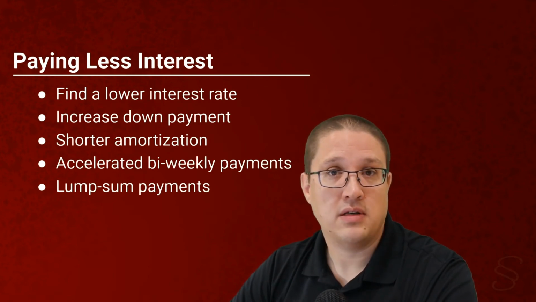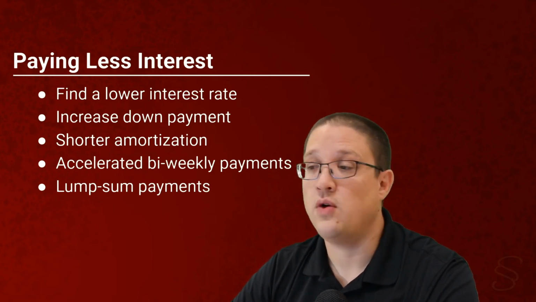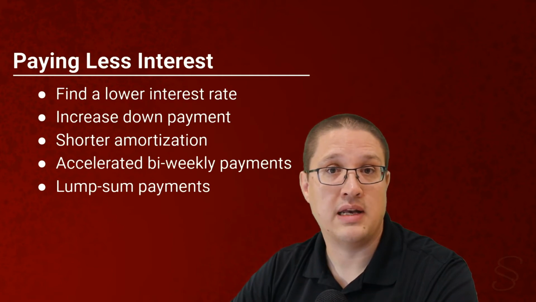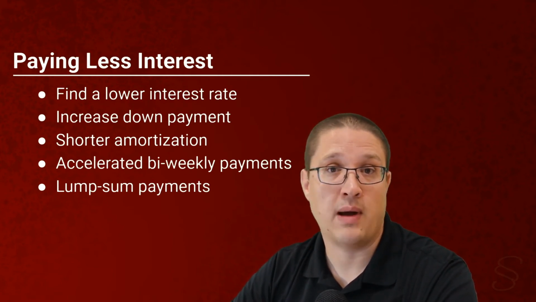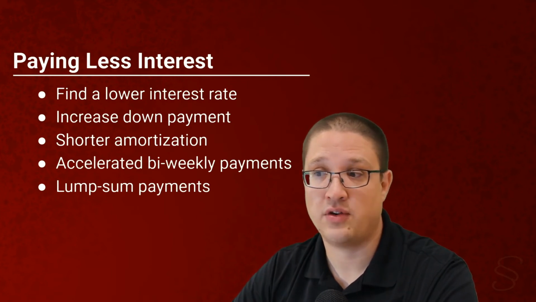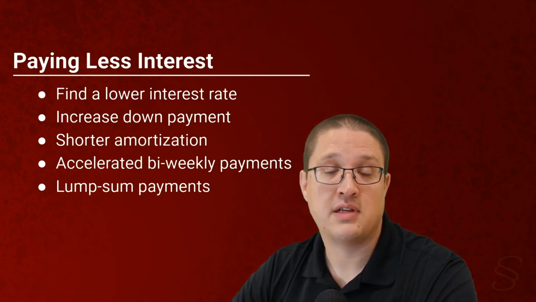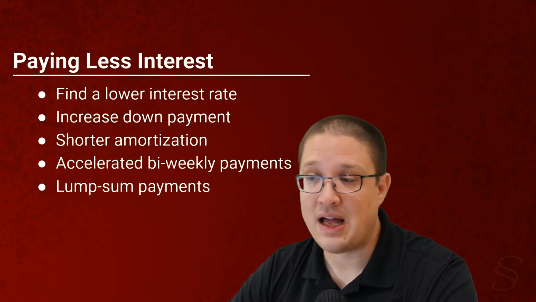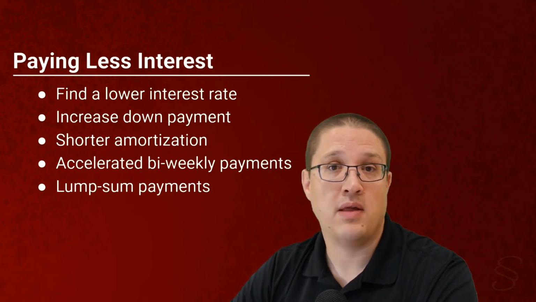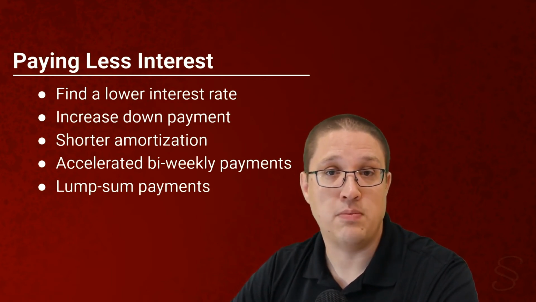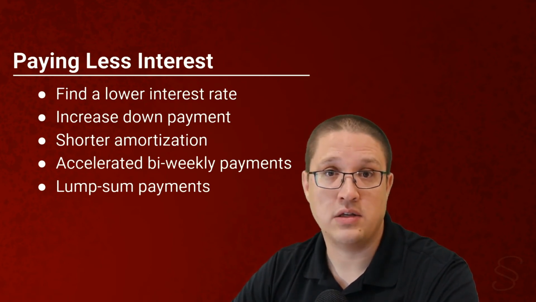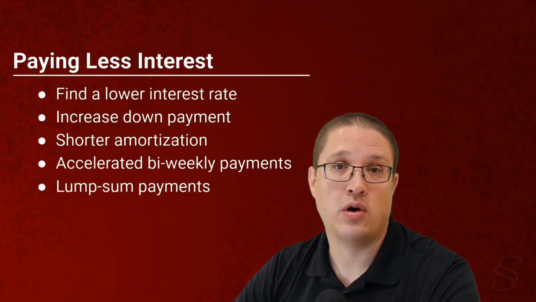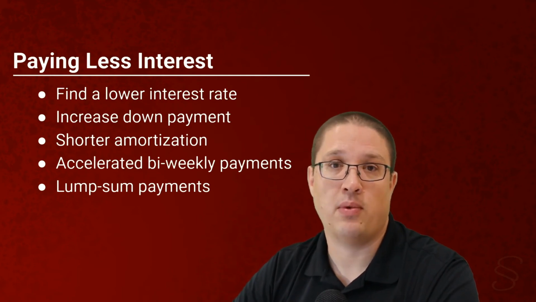Increasing your down payment is another way to do that. If you have more money, putting more money down on your house means you have to borrow less, which can dramatically reduce the amount of money that you have to pay in interest. A shorter amortization period, or paying it off faster, increases your monthly payments, but means you pay less interest. This can be quite a dramatic change, but you have to pay more each month. That might not be affordable.